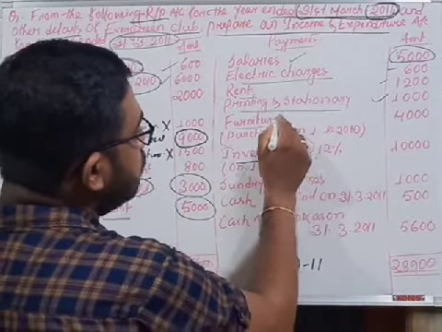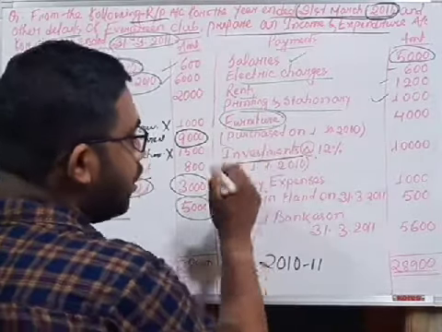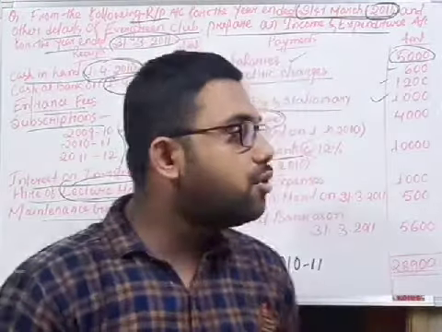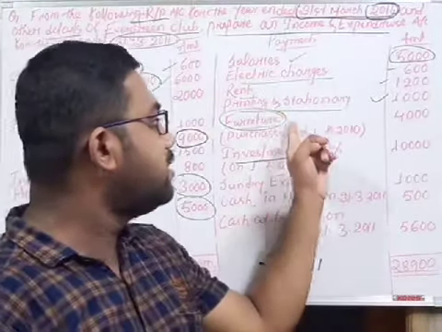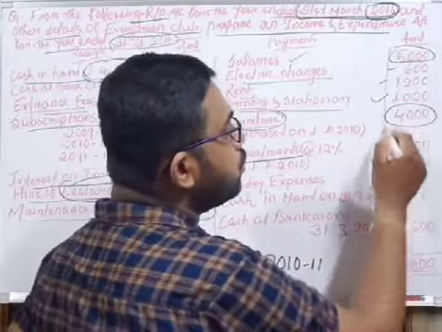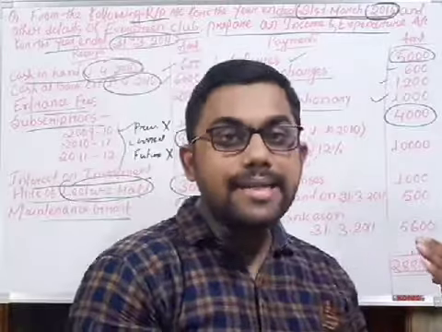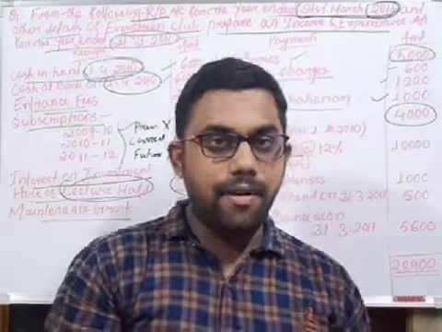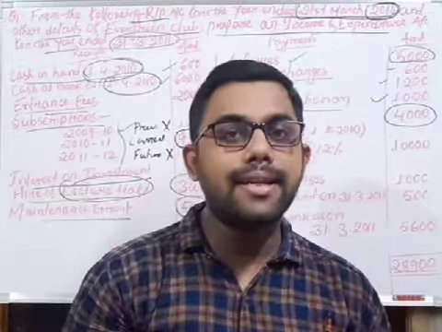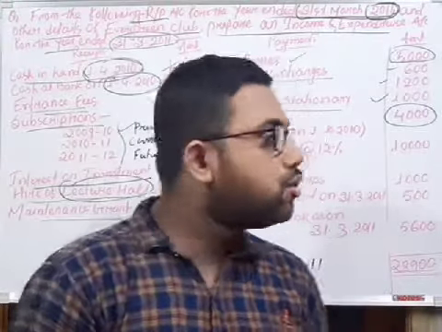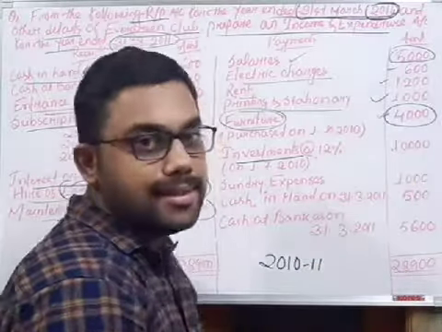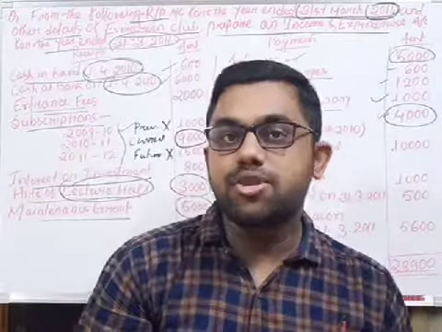Furniture. What is furniture? Furniture means the non-trading organization has purchased furniture, and the value of that furniture is 4,000. So we can say that it is a capital payment. The furniture is an asset, and any amount paid for acquiring an asset is called capital payment. So the amount of furniture, rupees 4,000, will not be recorded in our income and expenditure account.